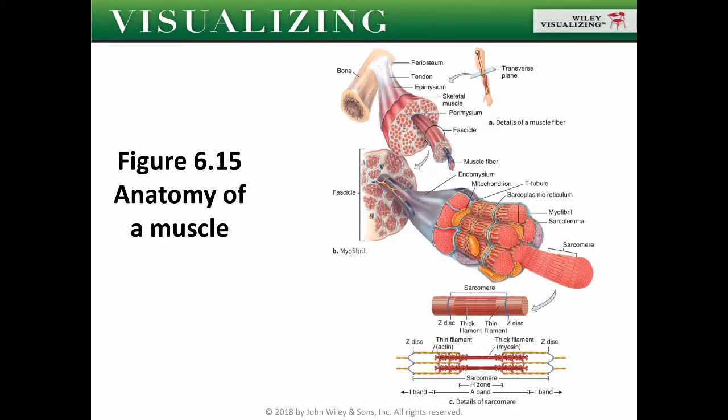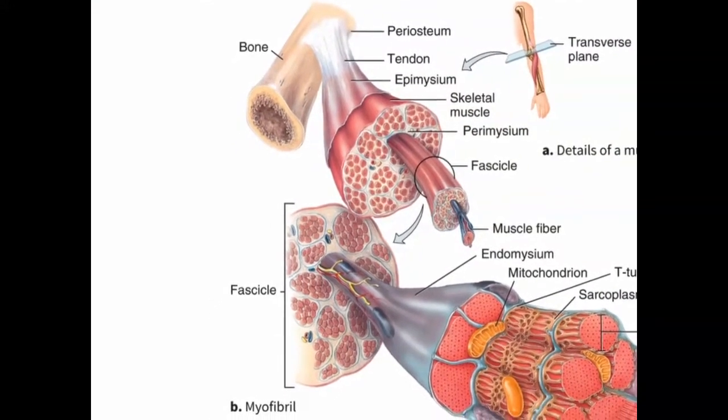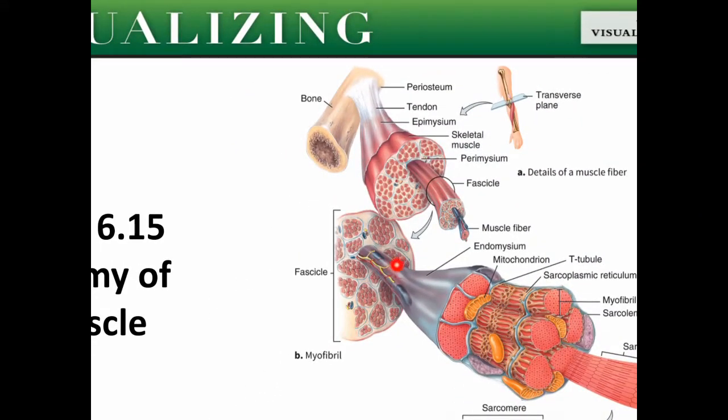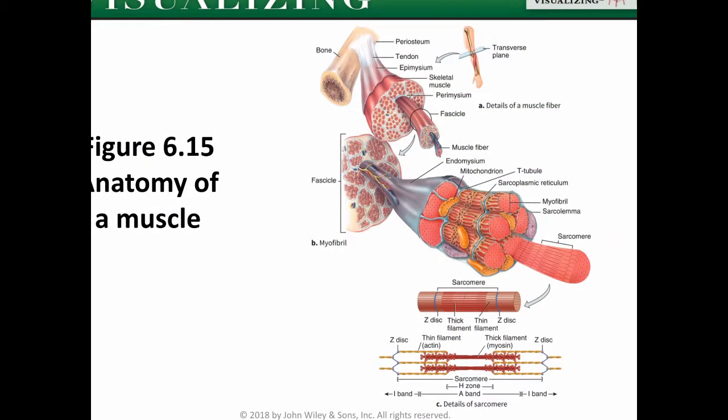So here is the anatomy of the muscles. This is your muscle cells. You have a fascicle. Each fascicle consists of several bundles of your muscle fibers. The actual muscle contains fascicles, and each fascicle contains muscle fibers.